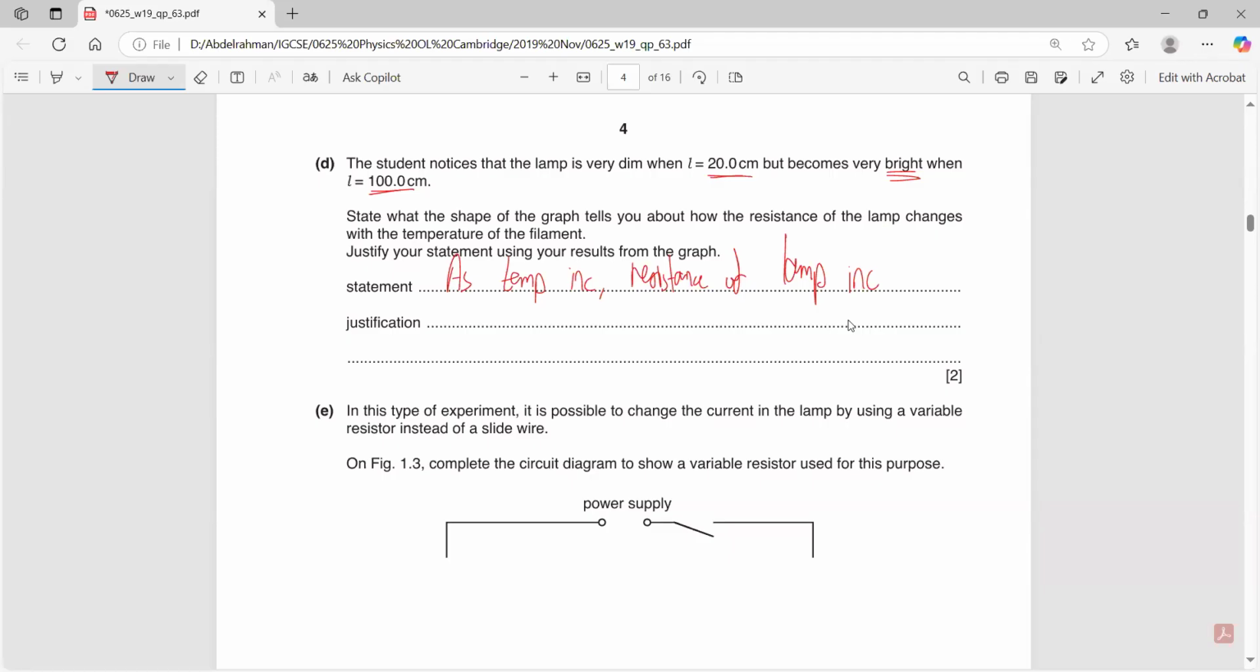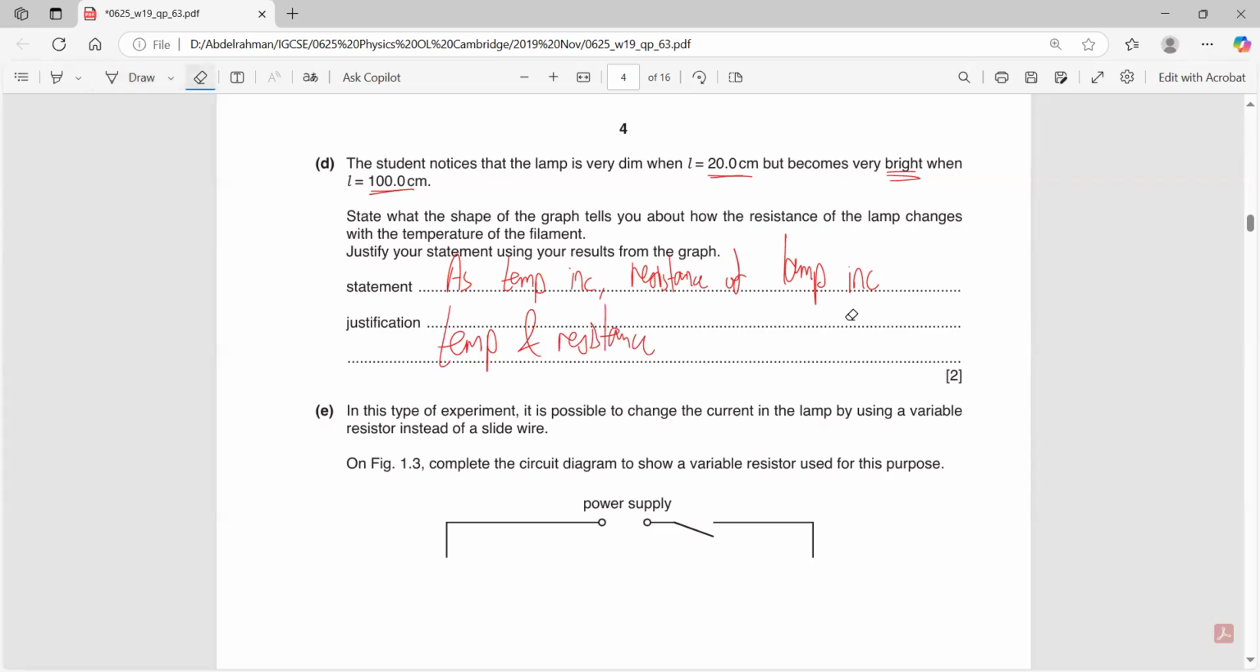Justification: the temperature of the lamp itself. The lamp gets hotter because of the current passing through the coil inside it. The justification would be that the resistance increases with the length, or the temperature as well. The temperature and resistance.